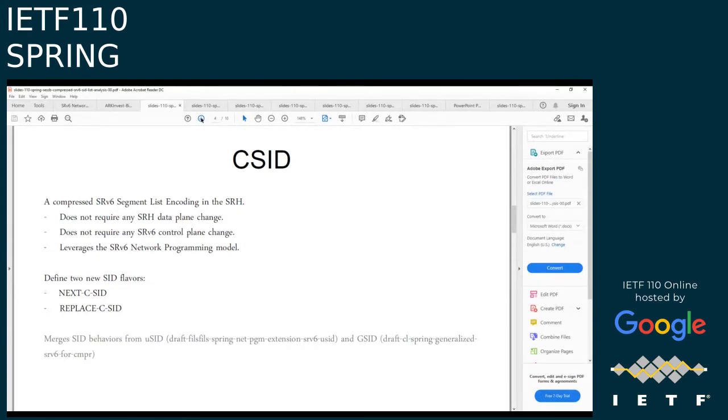It provides 2 flavors. Next CSID flavor reflects the microSID, and the replace CSID flavor reflects GSID. Both of them are in the same framework. Next page.